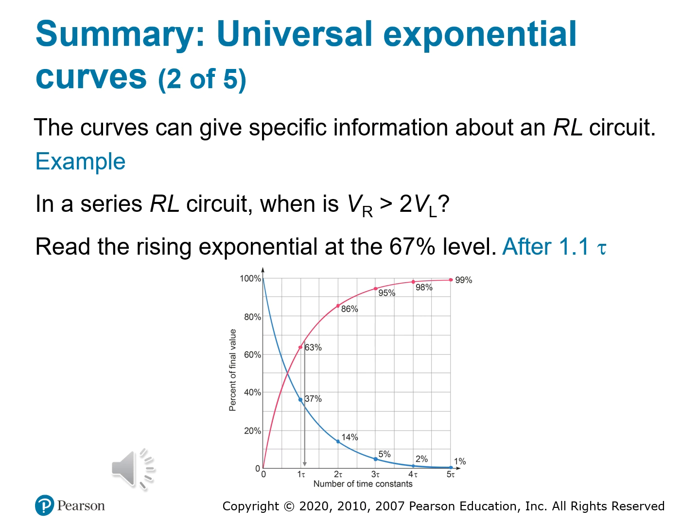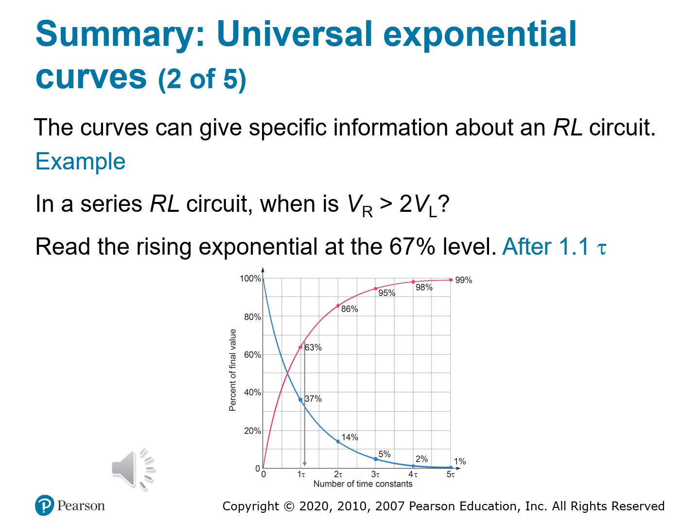Think about it like this. V_R follows the rising exponential. V_L follows the falling exponential. The moment we're looking for is when V_R is greater than 2 times V_L. And that happens when V_R reaches 67% of its final value. Why? Because when V_R is 67%, V_L is 33%, right? They have to equal 100. You can't have more than that. And that's a ratio of 2 to 1.